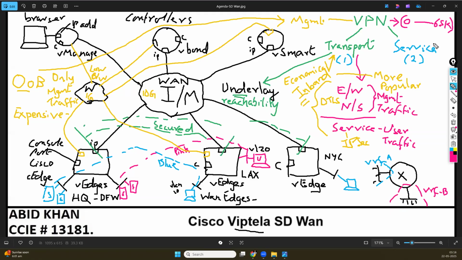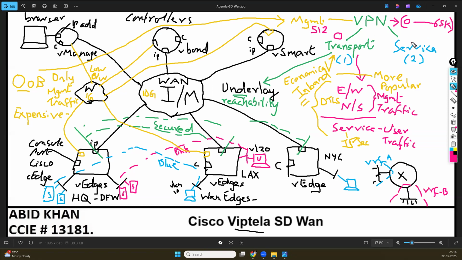This is the range of numbers which we can use when we are defining these VPNs. 0 is reserved for transport VPN, so I can write it here, 0. And there is one more number which is reserved for management VPN, and that is 512. So 0 and 512 are the two special VPN numbers which we cannot use for service VPN.